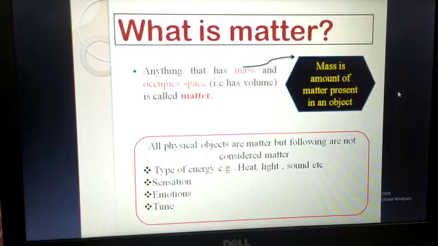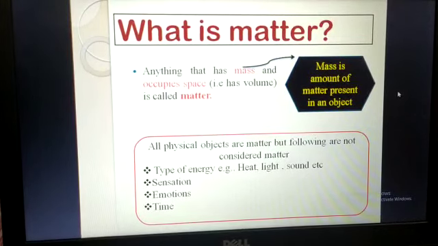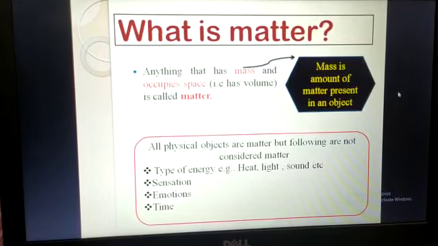But there are some things that are not considered matter, right? For example, types of energy: heat, light, sound. So tell me, does heat occupy space? Does heat have mass? No. Does light have mass? No. Is light occupying space? No. So they cannot be considered as matter. Fine. Sensations, emotions, time, all these we cannot consider in the category of matter.